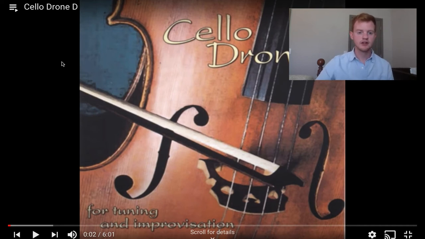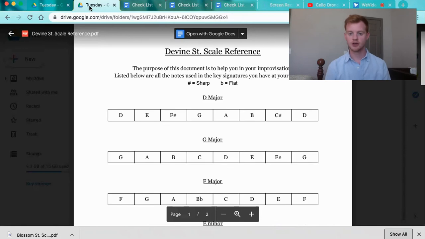Each of your groups, no matter what group you're in, if you're Park Street, Divine Street, or Blossom Street, I've given you some scale reference sheets for your improvisation today. These are purely a basis for starting off. You don't have to stick with the scale that you begin with, and you don't have to play everything in order like it is in the scale.